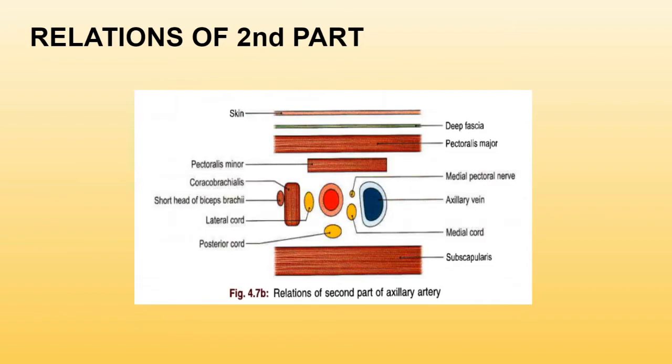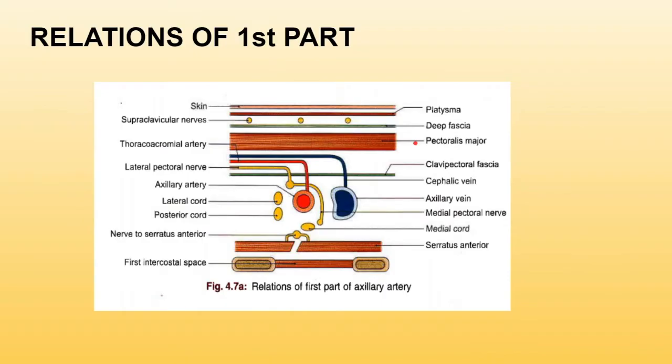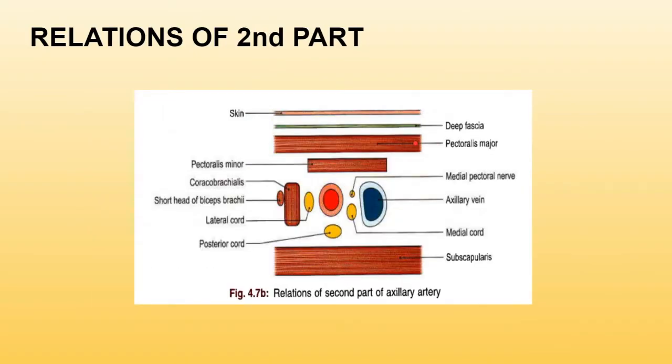Now the second part is this one, behind the pectoralis minor muscle. So of course it will be having relations along with the pectoralis minor muscle also. So as you can see, the anterior relation includes the skin, then the superficial fascia, then the deep fascia, then the pectoralis major muscle and the pectoralis minor muscle also in the second part. And the posterior relation includes the posterior cord of the brachial plexus over here and the subscapularis muscle.